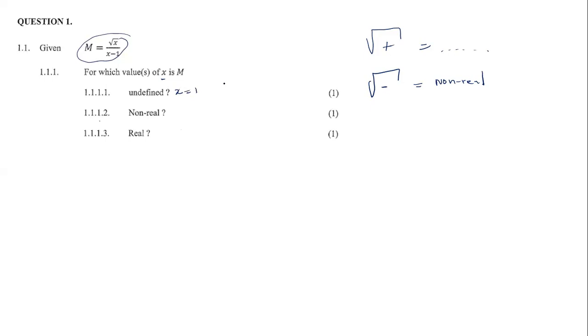So that means we don't want a negative under the root sign. The moment we get the negative under the root sign, we are talking about the non-real roots. But the moment we get positive or 0 under the root sign, we are talking about the real roots or the real numbers. So for which values of x will this m be non-real?